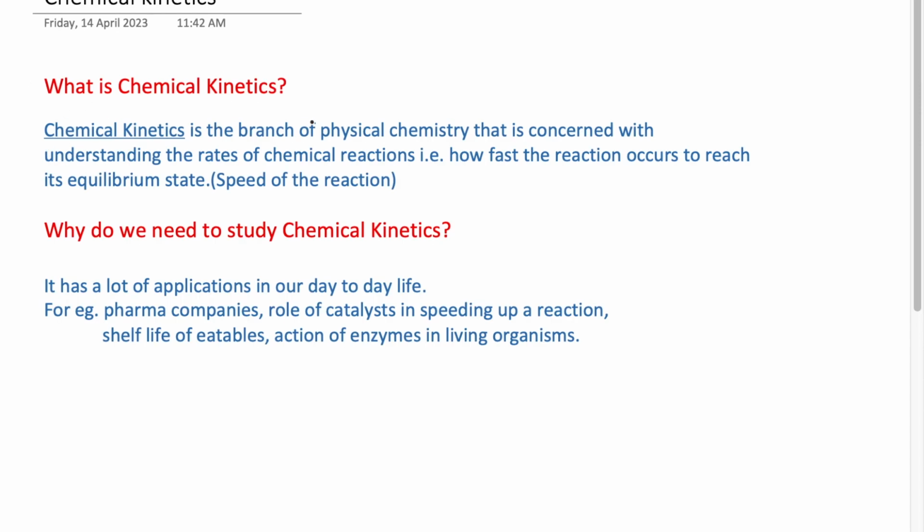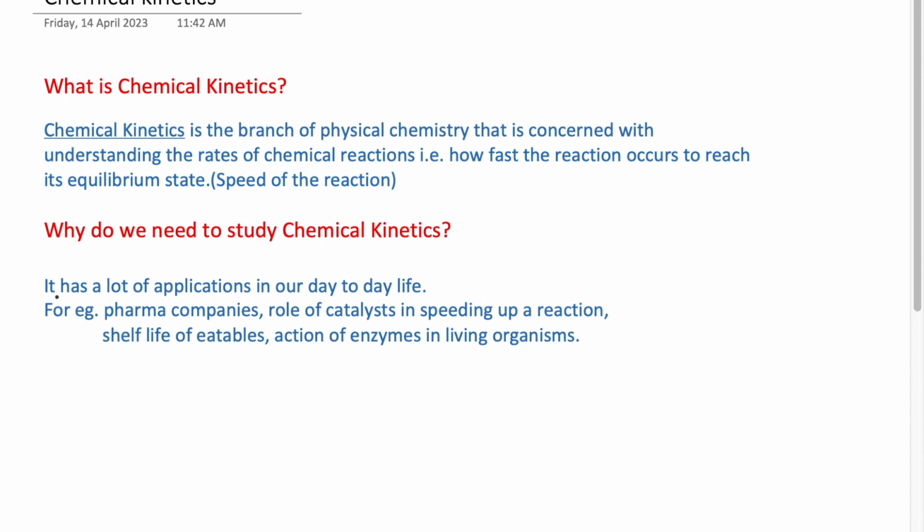What is chemical kinetics? Chemical kinetics is the branch of physical chemistry that is concerned with understanding the rates of chemical reactions. That is, how fast the reaction occurs to reach its equilibrium state. It also tells us about the speed of the reaction. मतलब reaction कितनी fast होएगी. ओके okay? ये हमें chemical kinetics से पता लगता है. Alright? Why do we need to study chemical kinetics?